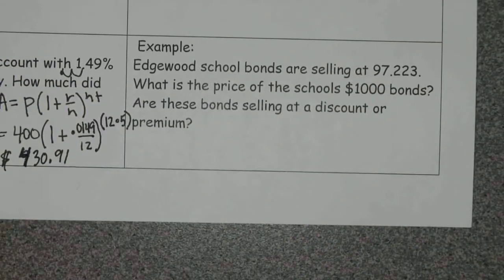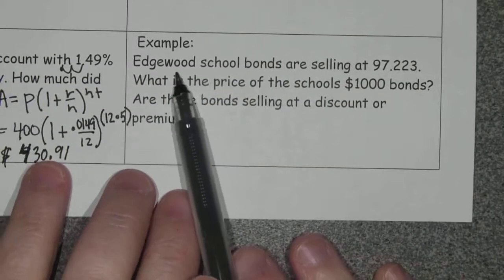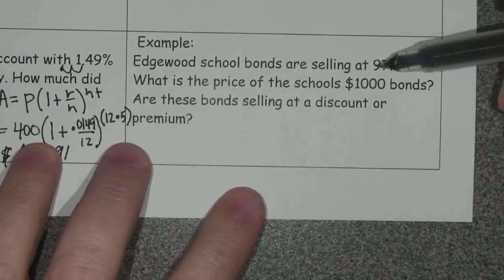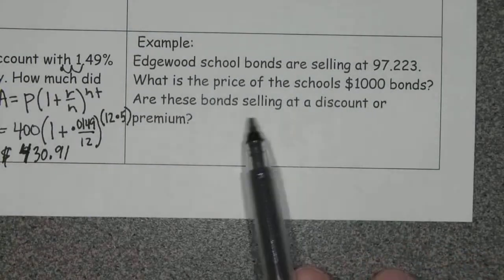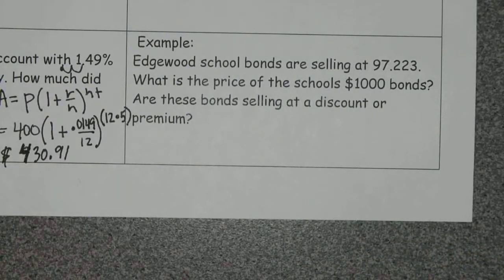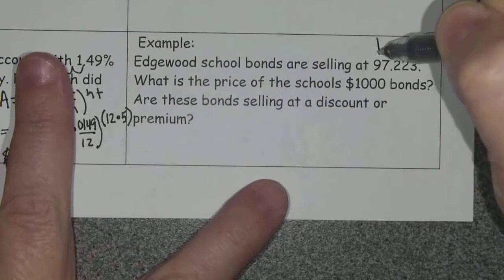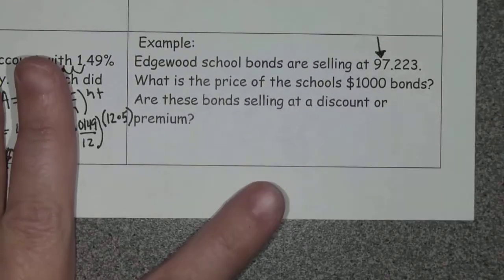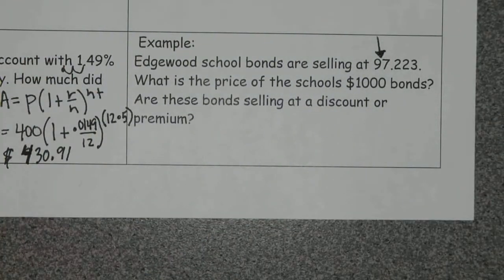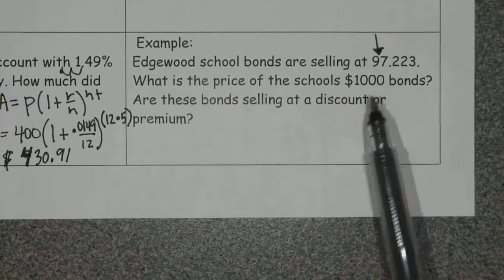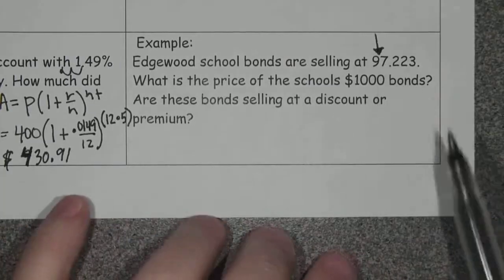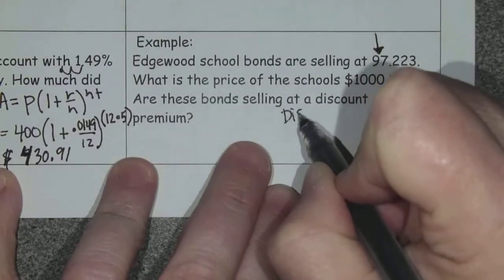All right, the second example is talking about bonds. It says Edgewood School bonds are selling at 97.223. What is the price of the school's $1,000 bonds? Are these bonds selling at a discount or at a premium? Well, the minute you look at this number and it's less than 100, it means it's selling at a discount, because 100% would be face value. If this is less than 100, it's a discount. If it's more than 100, then it would be a premium. So we know for sure that this is selling at a discount.